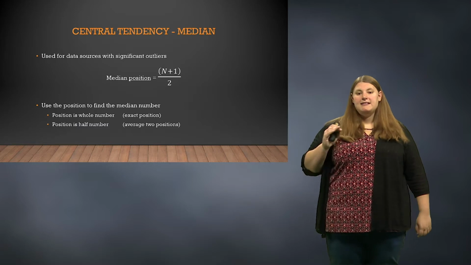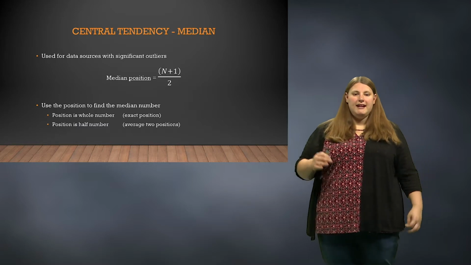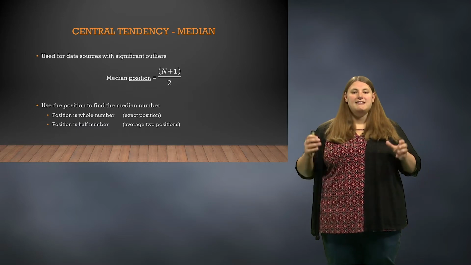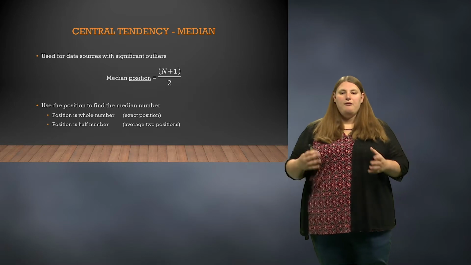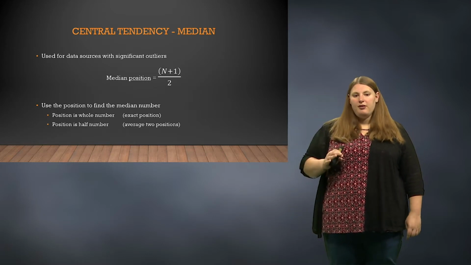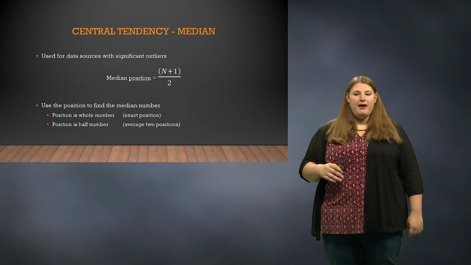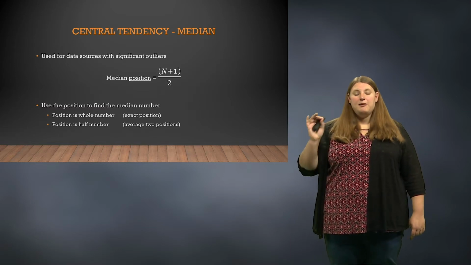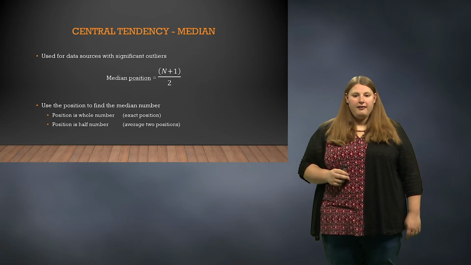The median is the middlemost value in a data set. It's not a calculated value, it's simply identified. We find the median value by using this formula here. We take the number of values, add 1, and then divide by 2. That gives us the position of the middlemost value.